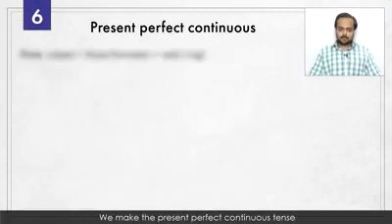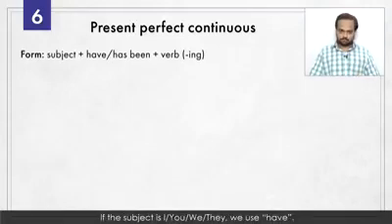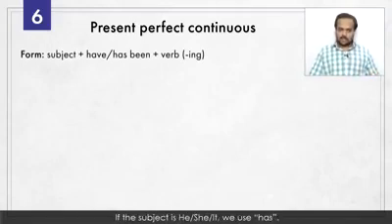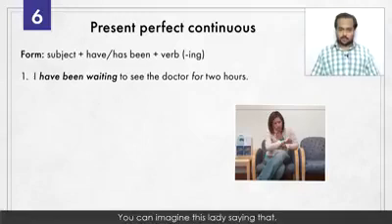We make the present perfect continuous tense with a subject plus have or has been plus a verb in continuous or ing form. If the subject is I, you, we, or they, we use have. If the subject is he, she, it, we use has. For example, I have been waiting to see the doctor for 2 hours. You can imagine this lady saying that.